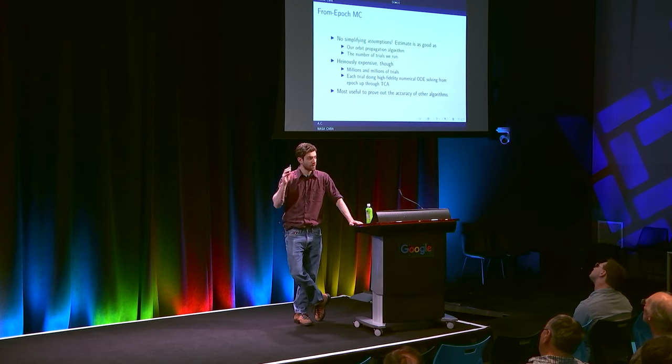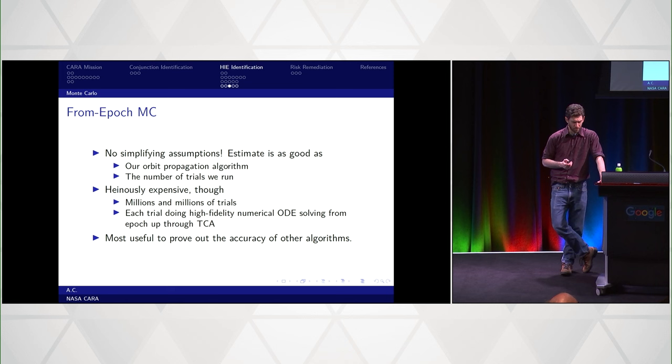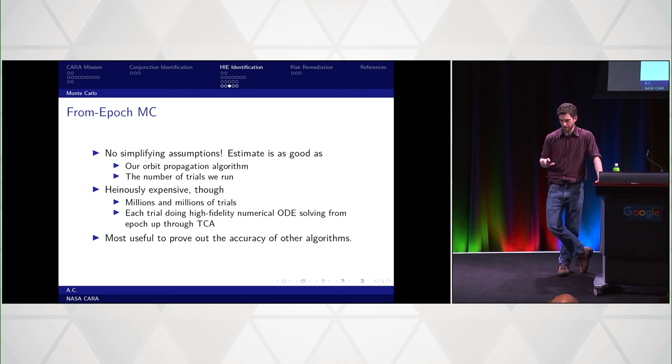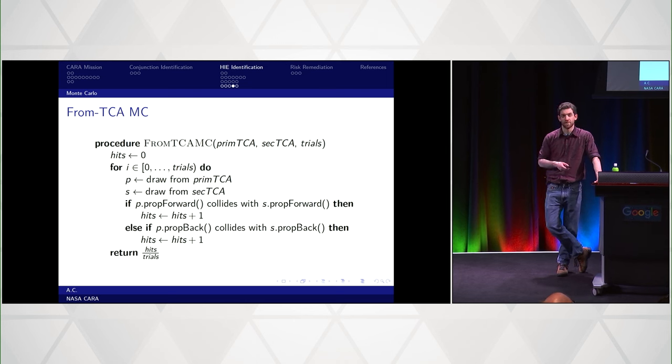Unfortunately, if you run a high-fidelity solver millions and millions of times, especially over a long time period, it's really easy to set up runs where you'll get your answer back in 6 to 9 months, at which point I'm going to know whether I had a collision. So is there some way that we can maybe speed this up? And the answer is again, yes, which is where from-TCA Monte Carlo comes in.